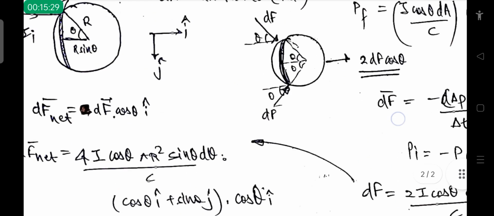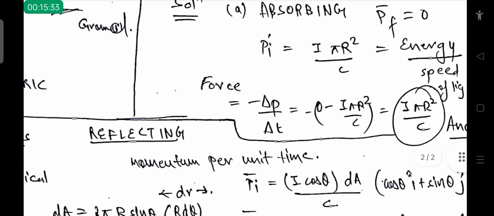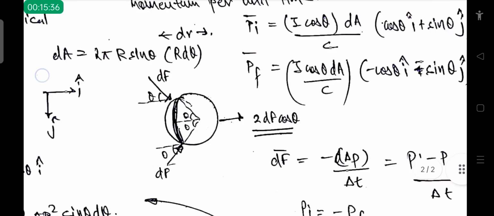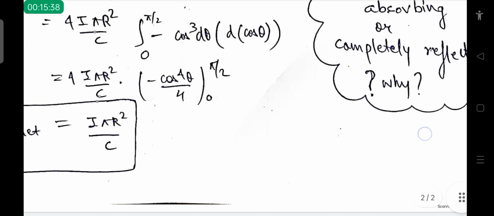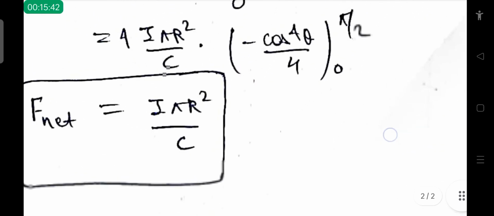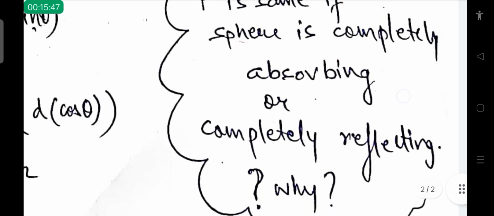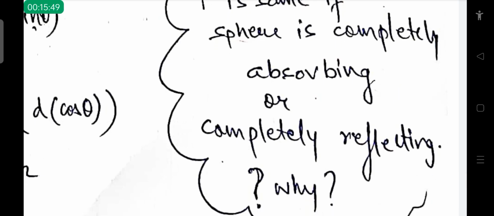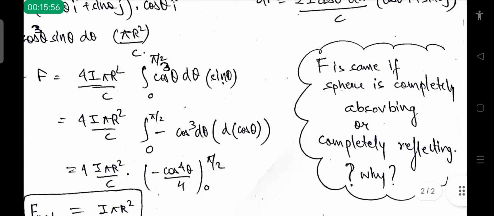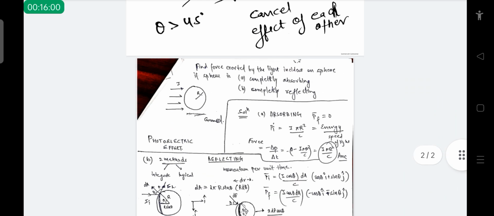Now there's one thing to observe. We see the force when the sphere is completely absorbing was also I pi r square by c, right? And when the sphere is completely reflecting, it is again I pi r square by c. So F is the same if the sphere is completely absorbing or completely reflecting. Now why? How can we justify this also without using so much maths or calculus? Let us go now to the logical approach of this question.